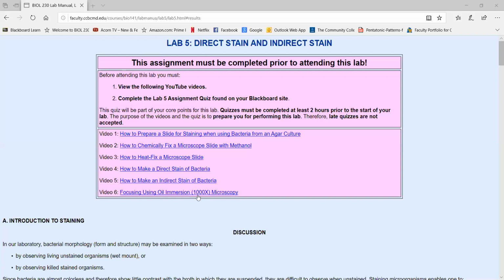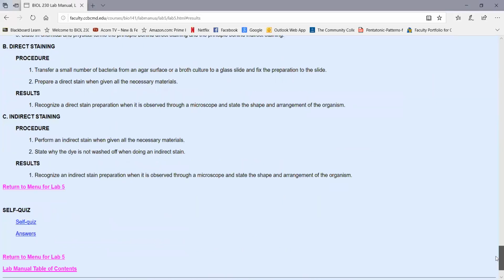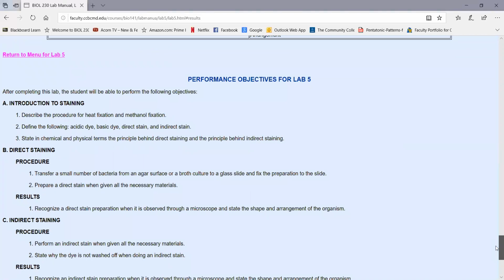And of course, don't forget to look at the performance objectives at the end of the lab, as we always do, because that's what you'll be quizzed on, both the theoretical ones and the ones under results that are practical questions. And the practical questions here are basically recognize a direct stain versus an indirect stain. And then anytime we're looking at organisms through the microscope, you need to be able to tell me the shape, arrangement, and or form, which we learned back in Lab 1.